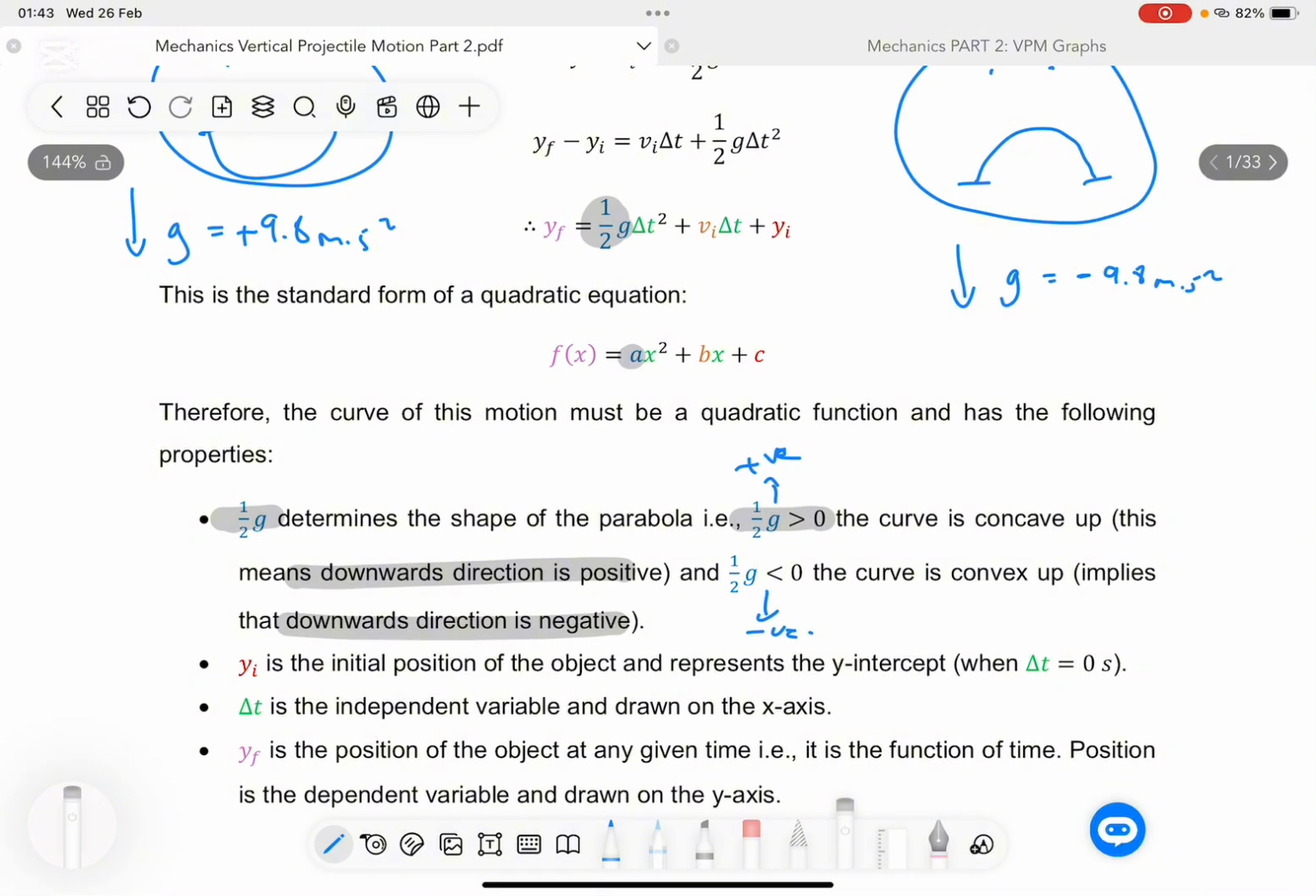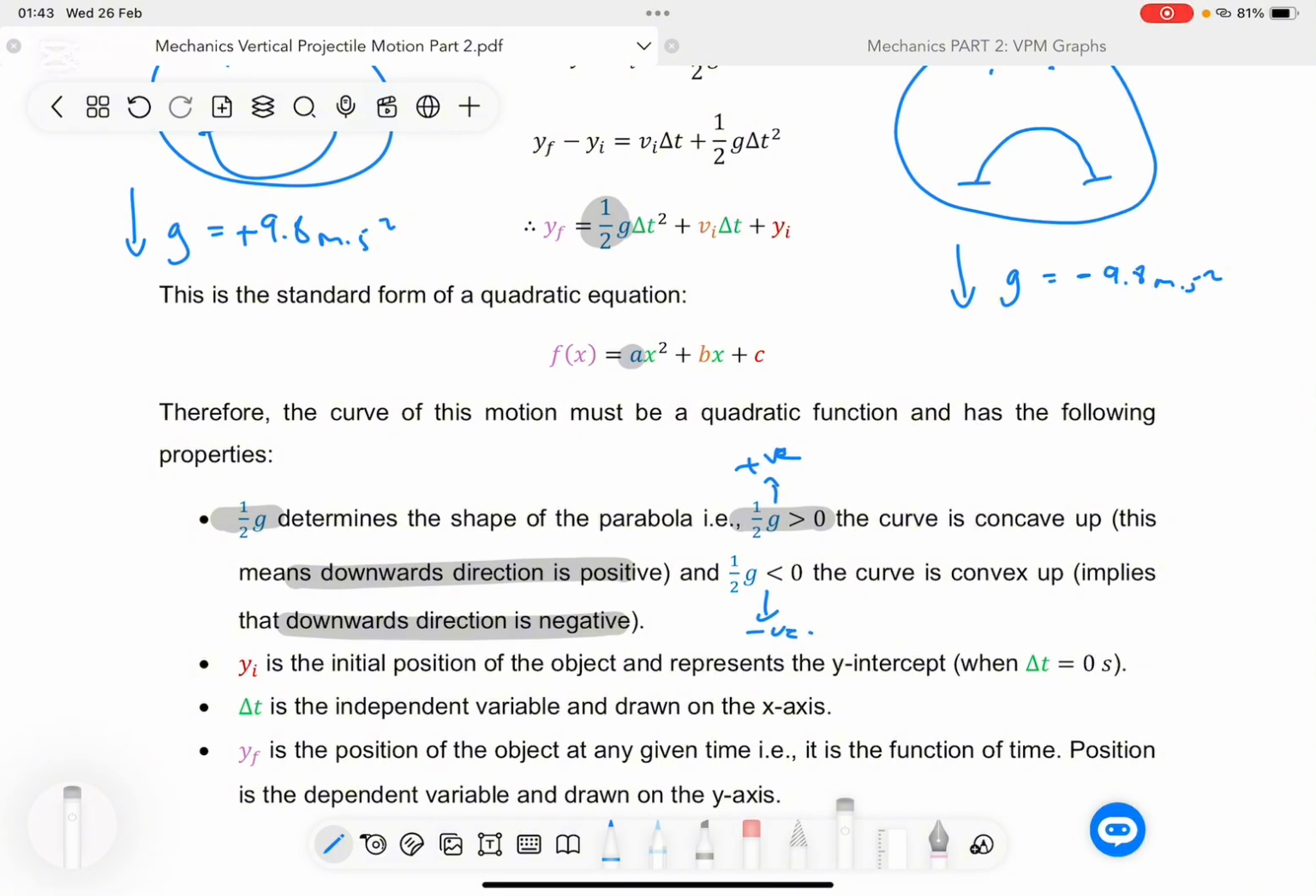These are familiar phases, the positive and the negative phase. The other thing that we have to note is that the Y initial here means the initial position of the projectile or our object that we're dealing with. In other words, it tells us the position at which we start to throw our ball.